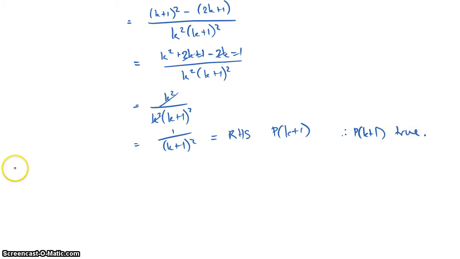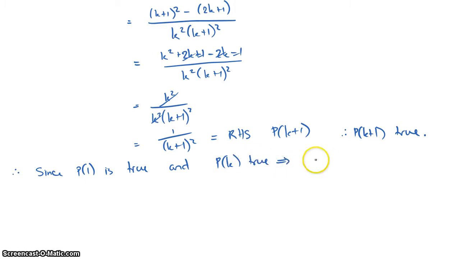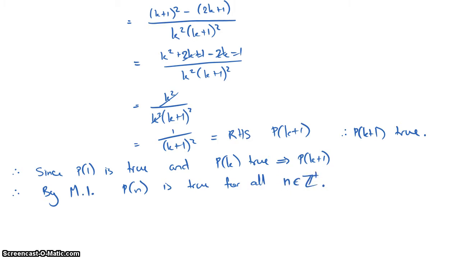And what can I say? Well, therefore, since P1 is true and Pk true implies Pk plus 1 is true, therefore, by the principle of mathematical induction, Pn is true for all positive integers n. And that takes care of part 1. But of course we aren't finished. So we move on to part 2.